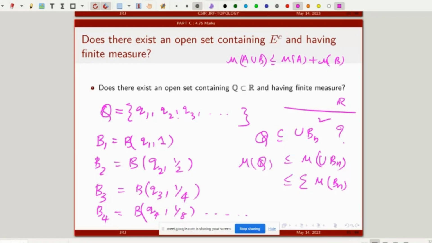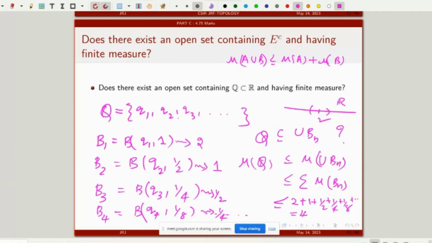Now, what is the measure of B1? Okay, you are considering R2. I'm asking in R only. In R, we are taking a ball of radius 1, so the measure will be 2. For B2, the measure will be 1. Here the measure will be 1 by 2. Here the measure will be 1 by 4. So this will be less than or equal to 2 plus 1 plus 1 by 2 plus 1 by 4 plus 1 by 8 plus etc. What is the sum? 4, right?